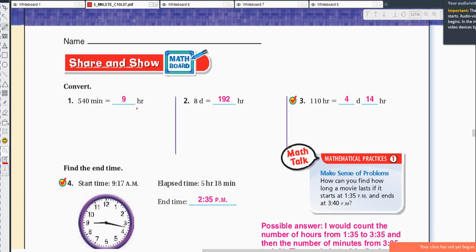540 minutes equal how many hours? Firstly, we are going to convert from minutes to hours. So you have to divide because small to big. Divide by what? How many minutes in 1 hour? 60. So divide by 60.